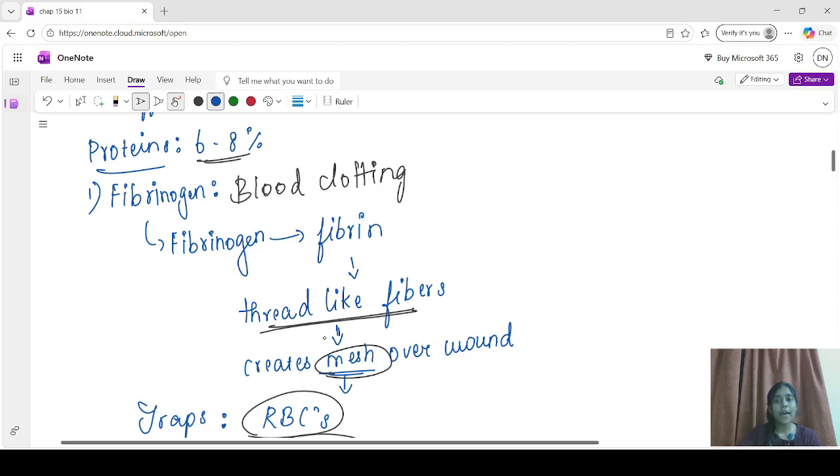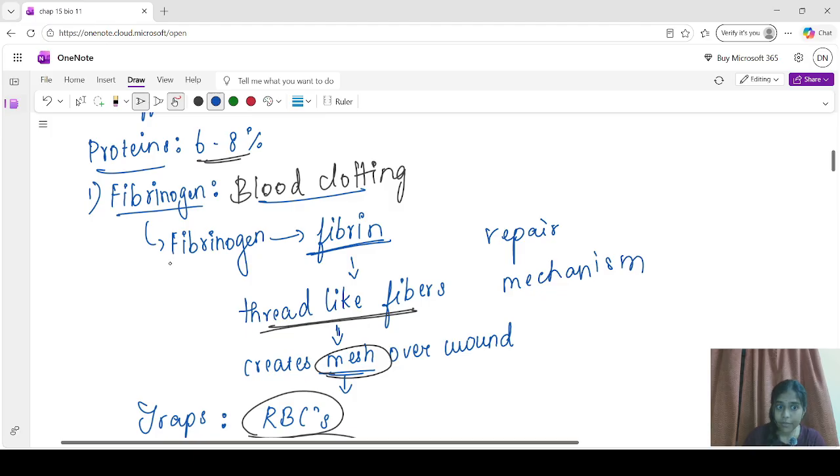Now, what is fibrinogen? Fibrinogen is a type of protein, and its main function is to clot the blood. Imagine you cut your finger. If blood continues to flow endlessly, even a small injury will become fatal. So the body needs an emergency repair mechanism. Fibrinogen is one of the most important proteins involved in this repair mechanism. It remains inactive normally, but during an injury, it gets converted into fibrin.